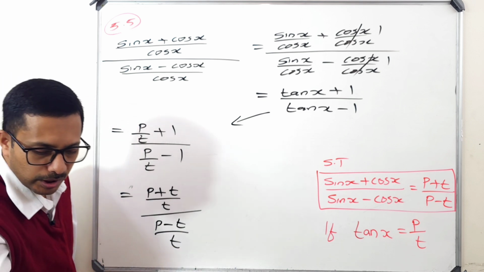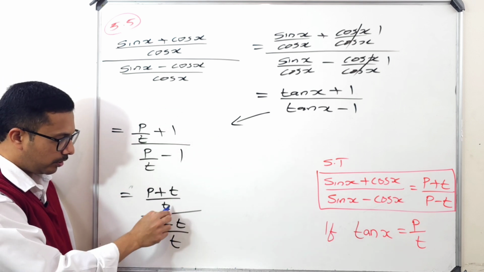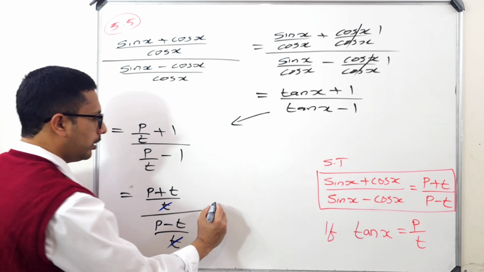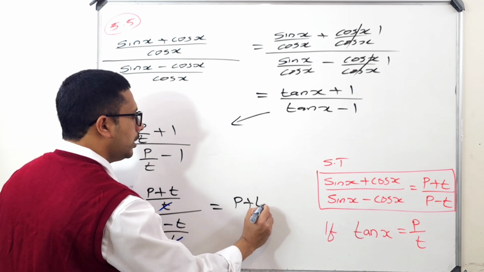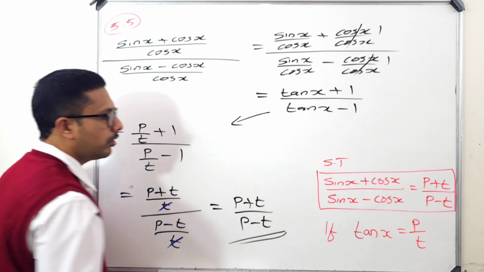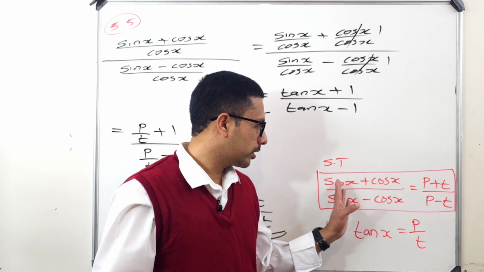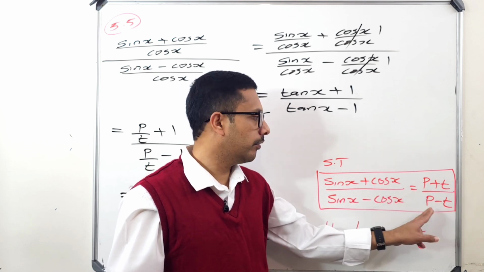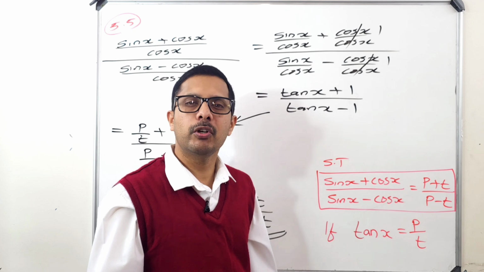So is it not t division on both? So we can cancel this t and t. So what is remaining now? It is p plus t divided by p minus t. And is it not that one we want to prove? Sin x plus cos x divided by sin x minus cos x is equal to p plus t divided by p minus t. So we got the answer.